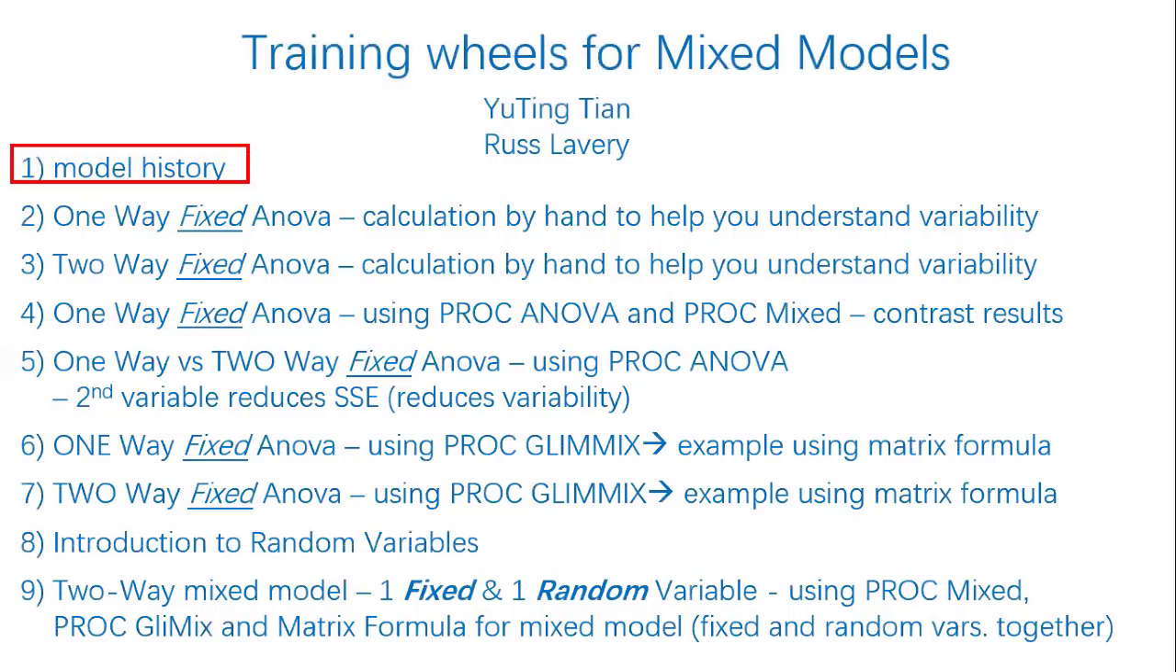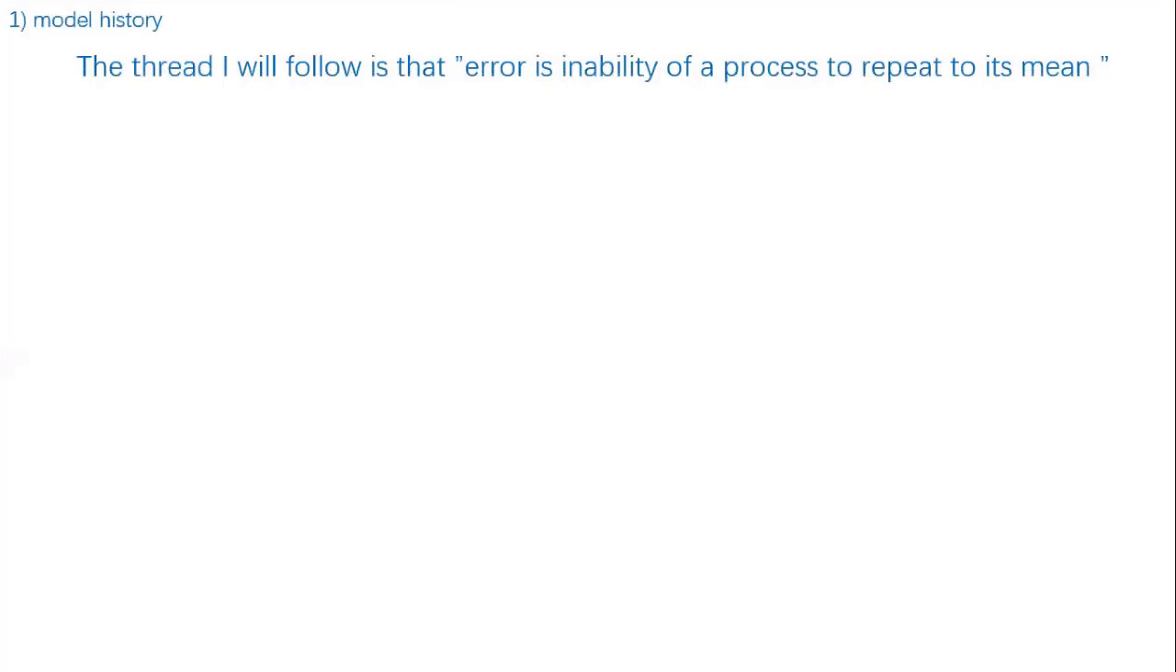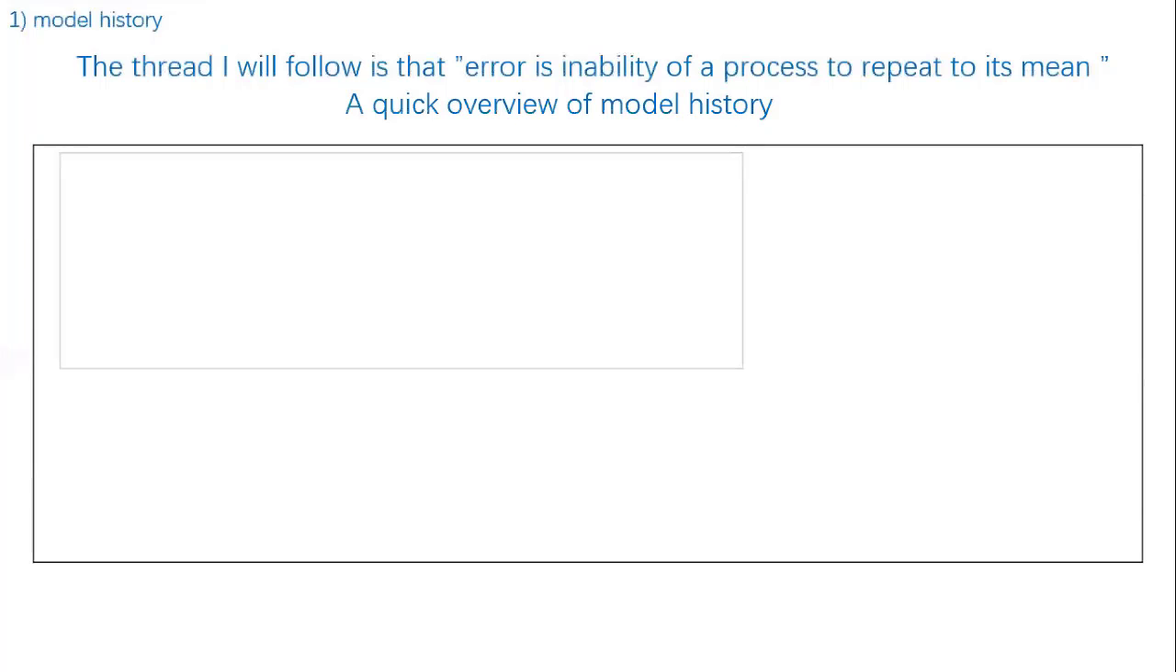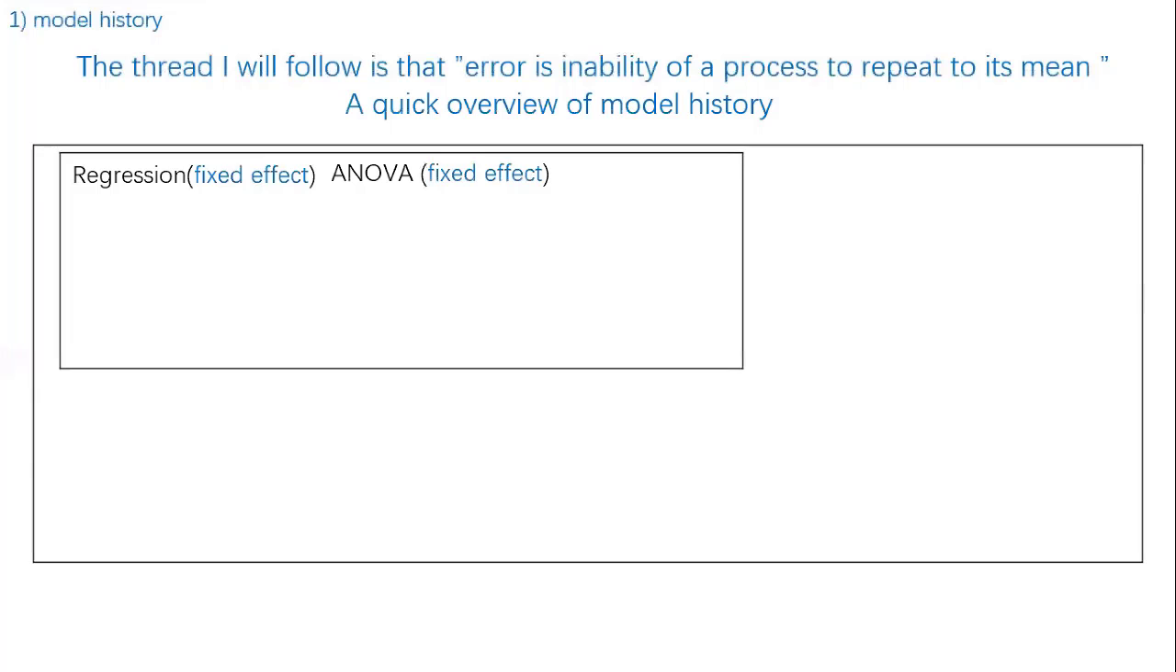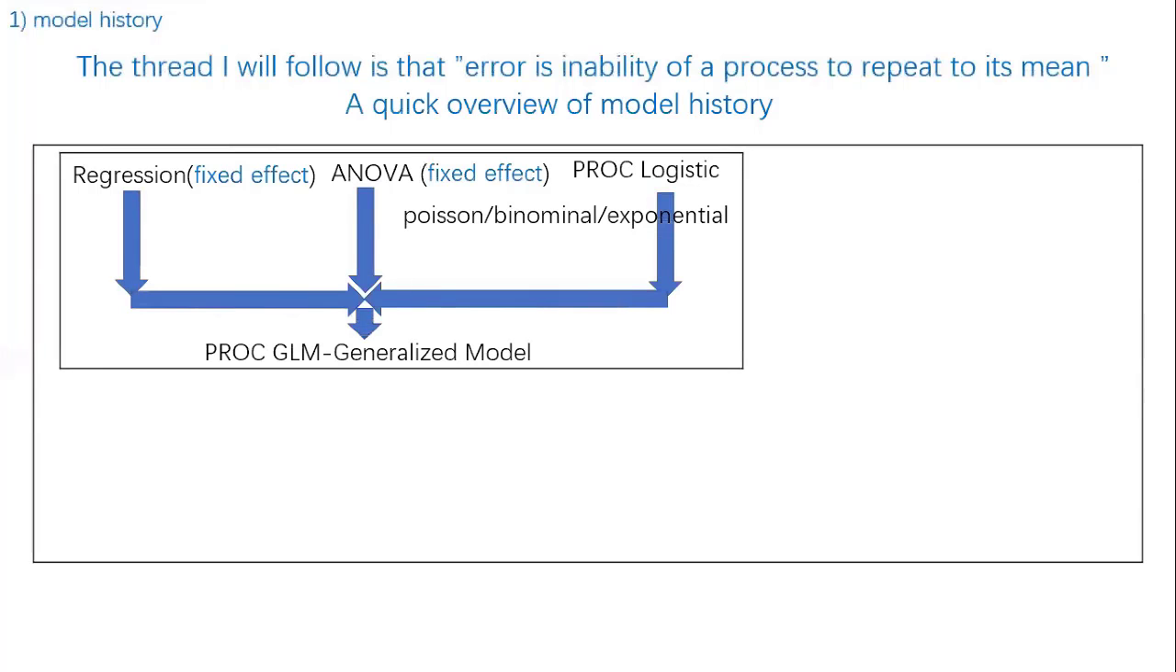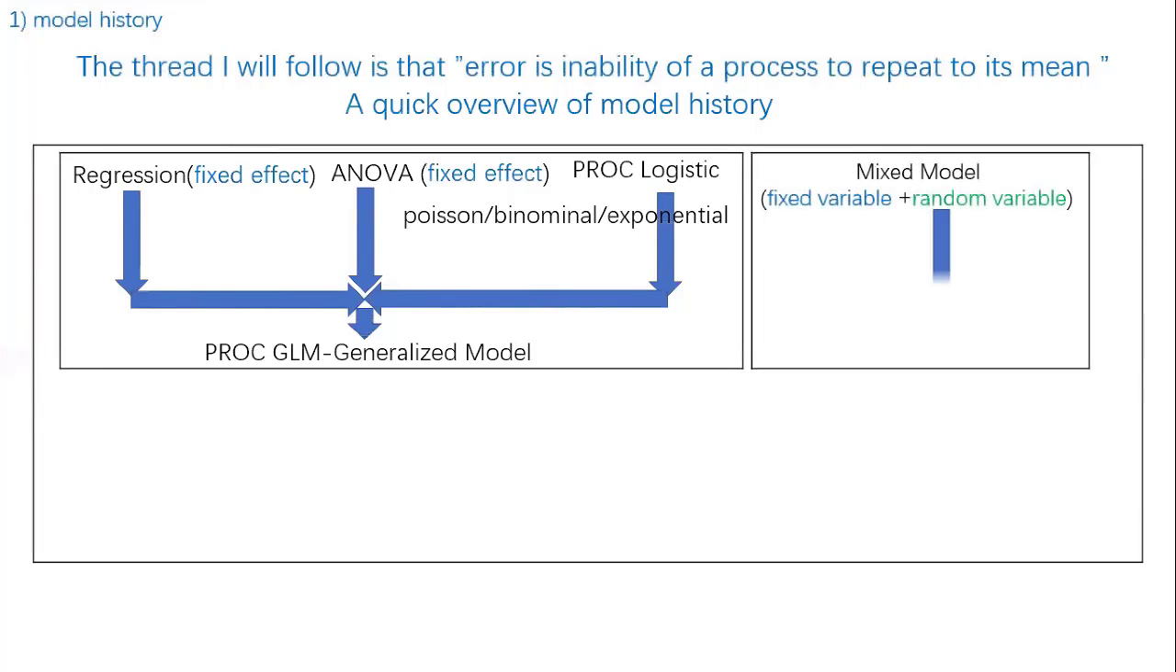Let's go to the first one, model history. The thread I will follow is error as the inability of a process to repeat to its mean. Let's get a very quick overview of the model history. We have 3 models: regression, ANOVA, and logistic. For the logistic, we have Poisson, binomial, and exponential. All of them together, we can call generalized models.